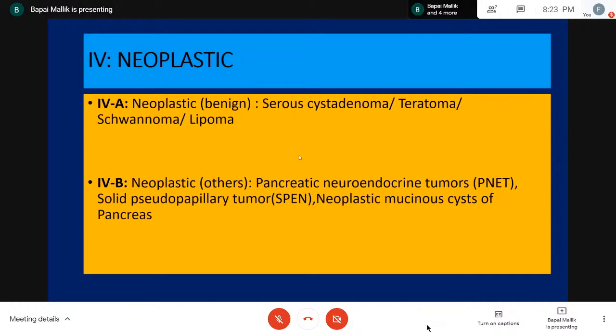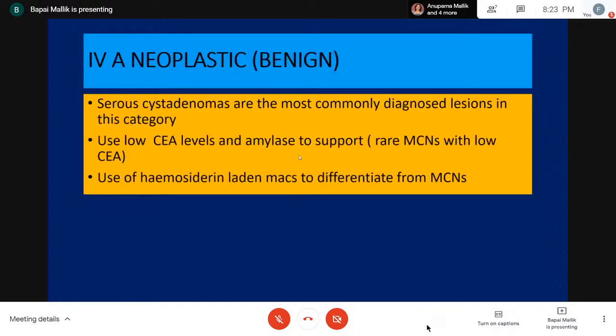But then there is another group which is neoplastic others. The typical tumors in this group are pancreatic neuroendocrine tumors, solid pseudopapillary neoplasms (SPENs), and neoplastic mucinous cysts of the pancreas. These are the ones which are neoplastic others, and there is a reason why they have been put under the others category. So what about the neoplastic benigns? The serous cystadenomas are the most commonly diagnosed lesions in this category.